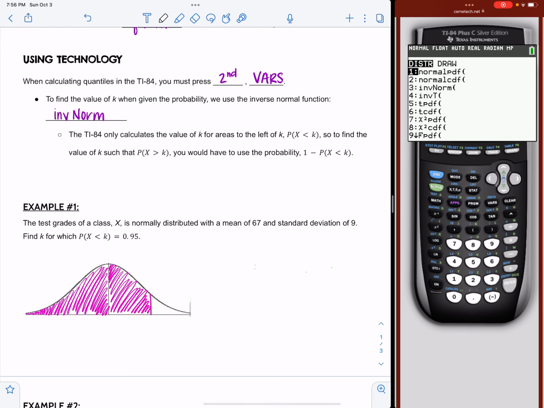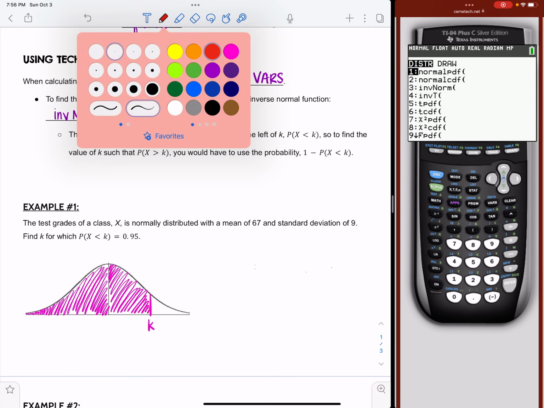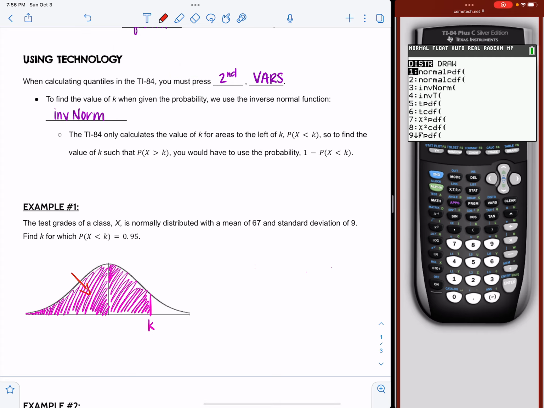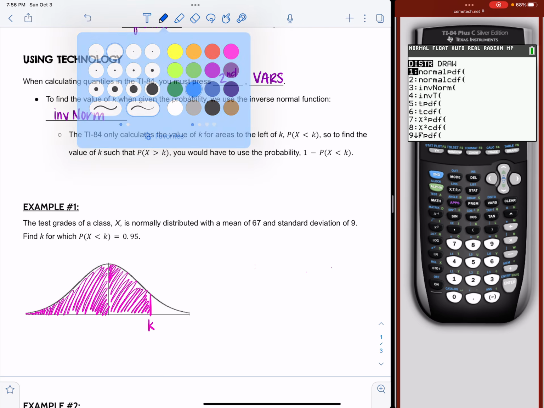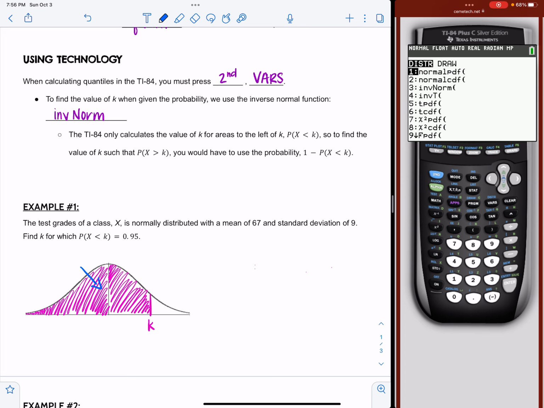Now that I know that portion, I can label that this value here has to be K, because this area here is 0.95. So the way that I write it is that the probability that X is less than K is equal to 0.95.